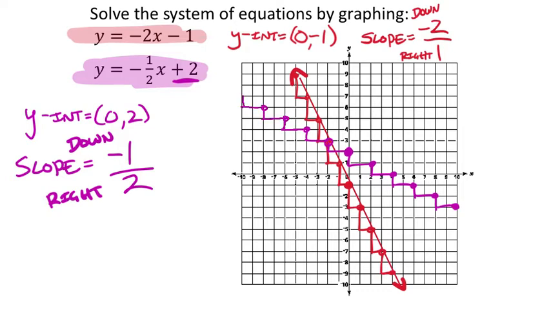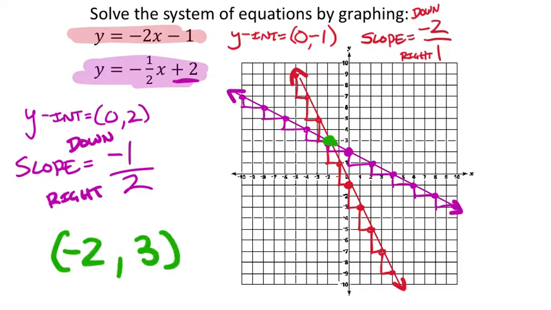There we go. Got all of them. And here's some technology to graph the line. Hey, that's pretty good. Okay, and then I found the ordered pair right here, which appears to be the ordered pair (-2, 3). So that is my solution.